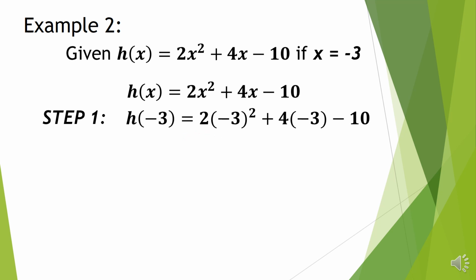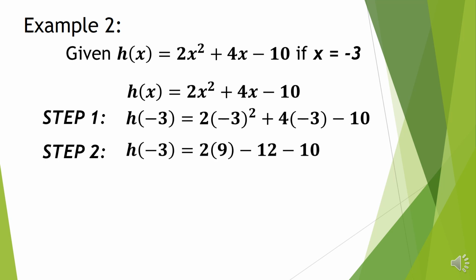Then we will now perform the operations. And this is our step number 2. So you have observed that we copy 2, then get the square of negative 3. So negative 3 squared is positive 9. Then positive 4 times negative 3 is equal to negative 12. And copy negative 10.